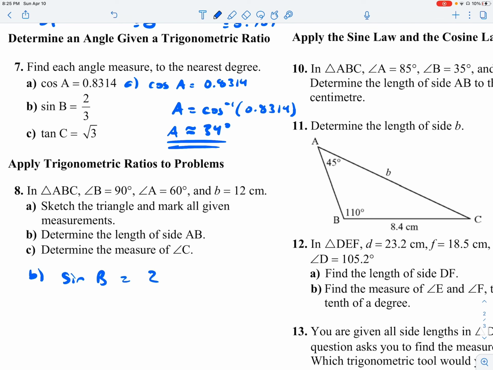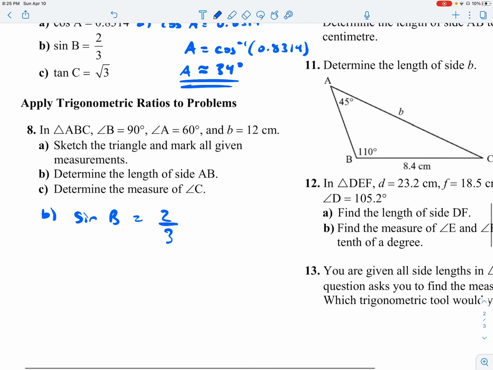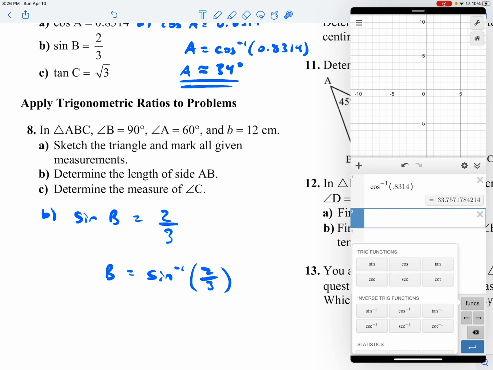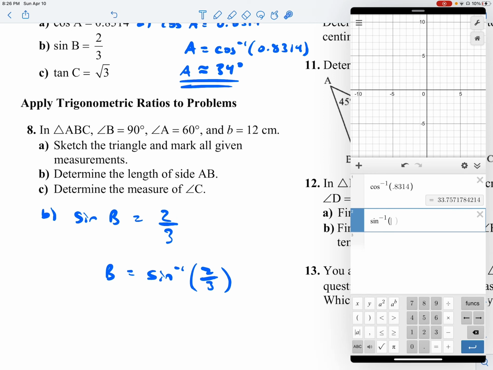Sine of b equals 2 over 3. So to get b, we're going to have to do sine inverse of both sides. Sine inverse of sine b cancels out the sine, and you're left with just b. So sine inverse of 2 over 3, let's put that on our calculator. 41.8, we round up to 42. Okay, you can write that as b, or you can write angle b. Both are okay.